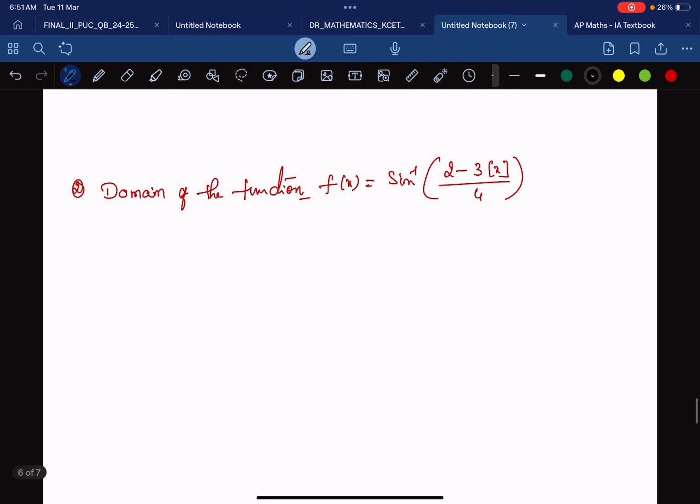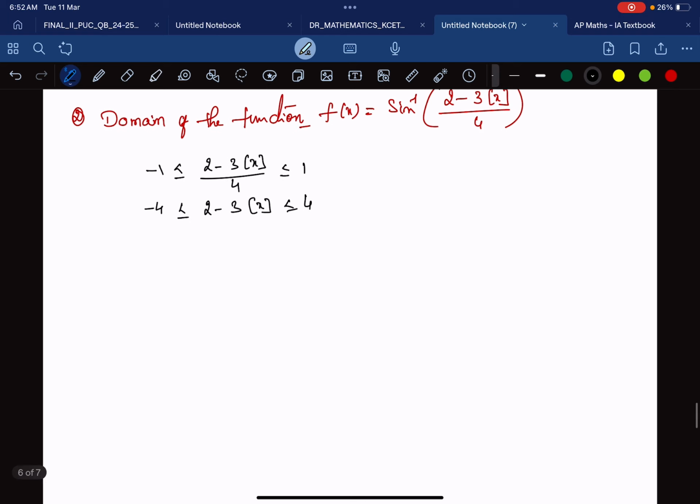So the second problem, we know that again sine inverse x lies between minus 1 comma 1. It means that minus 1 less than or equal to 2 minus 3 times greatest integer of x by 4 less than or equal to 1, multiplying on both sides by 4. So minus 4 less than or equal to 2 minus 3 box x less than or equal to 4. So subtracting 2 on both sides, we get minus 6 less than or equal to minus 3 box x less than or equal to, subtracting 2, it becomes 2.